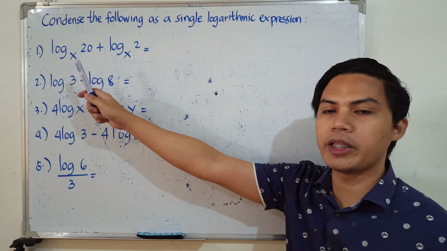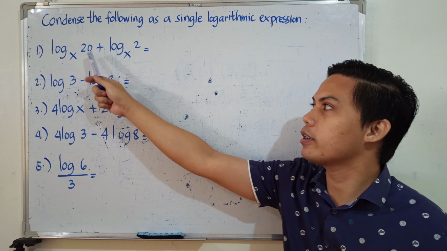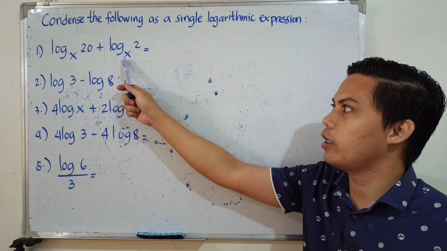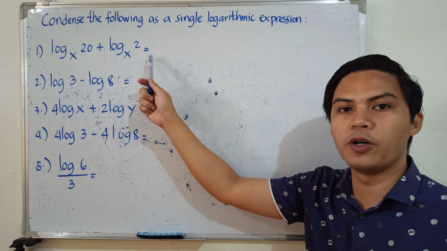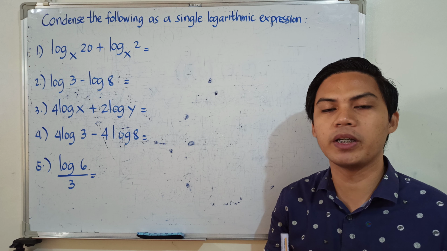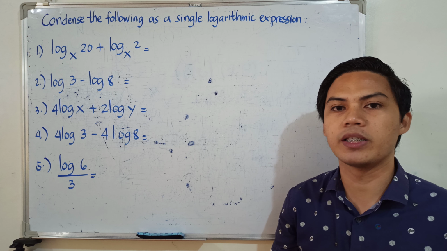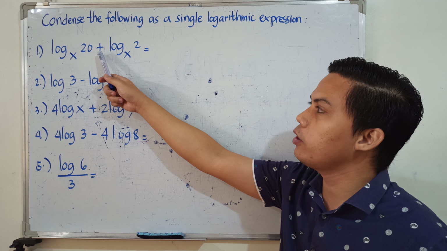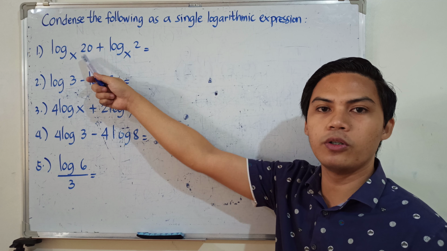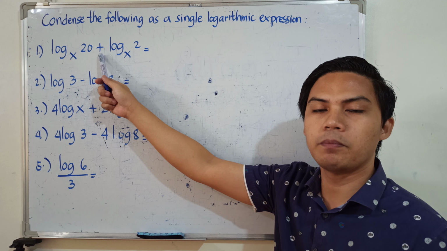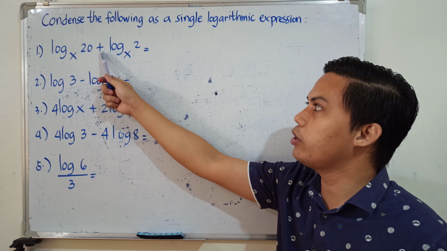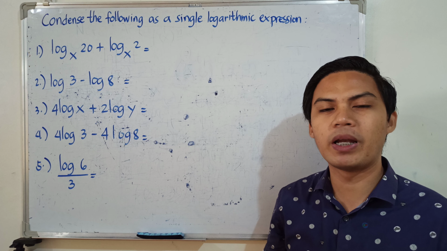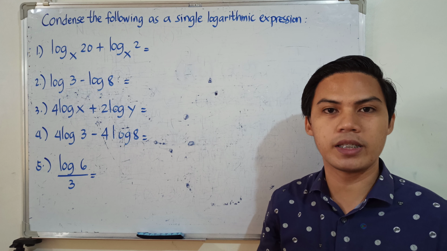Number 1, the logarithm of 20 to the base x plus the logarithm of 2 to the base x. So this is the expanded form. We're going to condense them para maging single logarithmic expression na lang sila. Mapapansin natin na yung operation sa gitna ng dalawang logarithmic expression is plus or addition. Since addition, it simply means that we're going to make use of the product rule. Kabaliktaran lang ng ginawa natin last time.